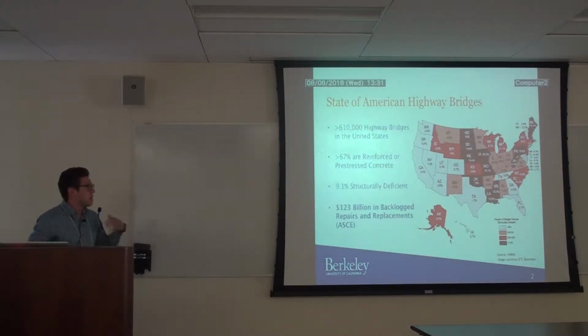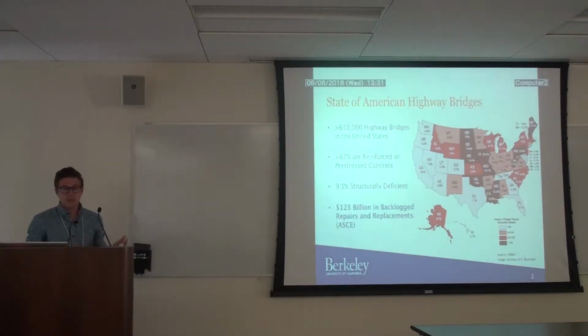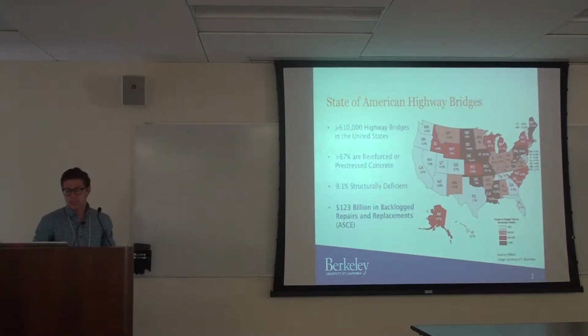So just as a little background and motivation for what we're doing, this is kind of the state of bridges in the US right now. Of the 600,000 or more bridges in the US, 67% of those are reinforced or pre-stressed concrete, and we're seeing that 9.1% are structurally deficient. That's over 100 billion in backlog repairs, according to ASCE. So a lot of deficient bridges in the US, a lot of need for repair.